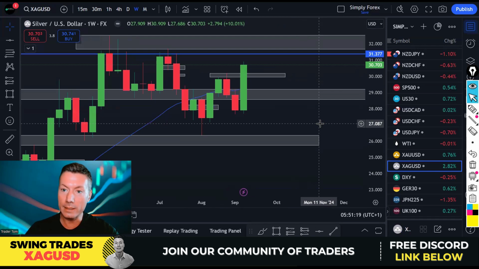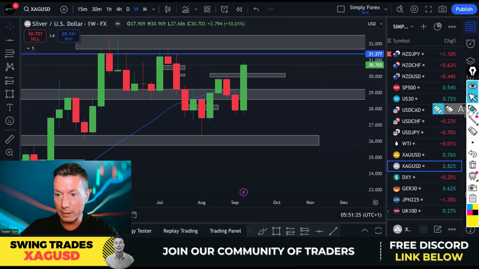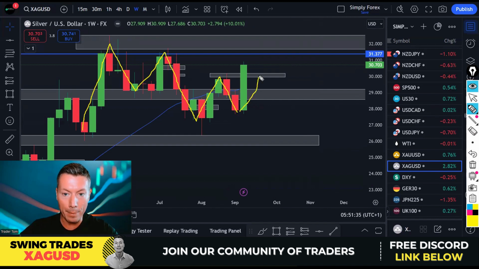This has a clear target. We've had a clear structure break. We've got a nice bullish candle. There's lots of things to like about silver. So we were in a downtrend, right? We were at this point, but then last week, bang, especially Friday, guys, we've had a break of these highs. So now you can see we're getting higher lows, higher highs.